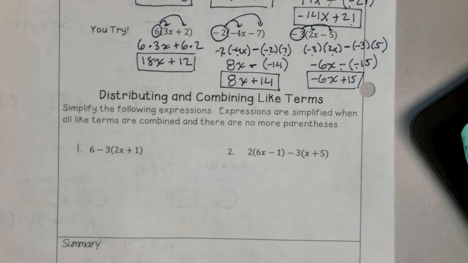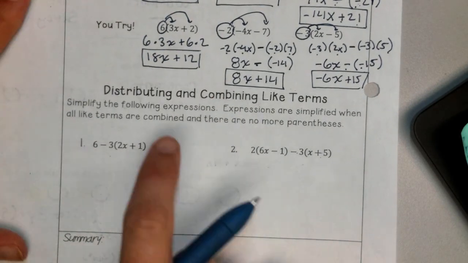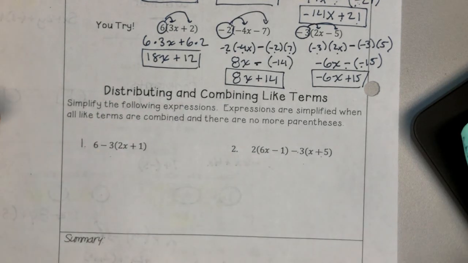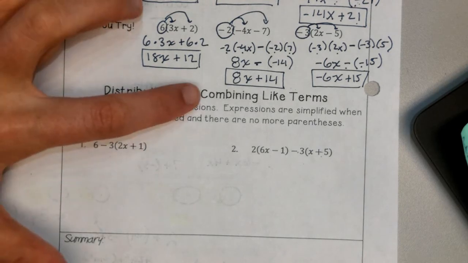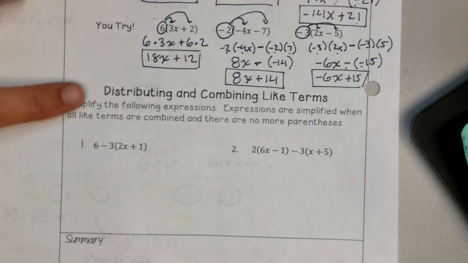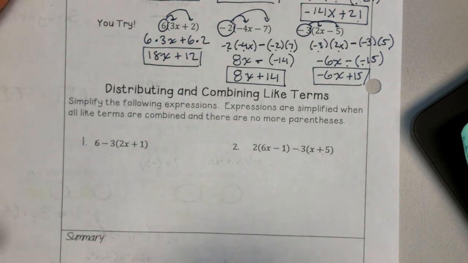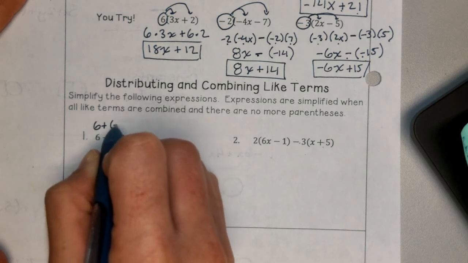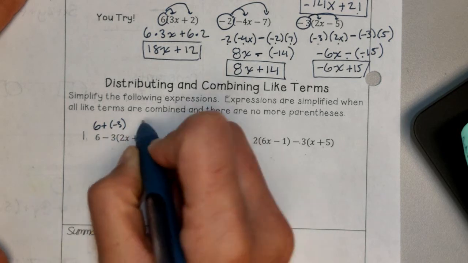Good. If we have distributing and combining like terms in the same problem, we distribute first. The reason we distribute first is because distributing is multiplication. Combining like terms is addition. Multiplication comes before addition in the order of operations. So this is the same as 6 plus negative 3. 6 minus 3 is the same as 6 plus negative 3.